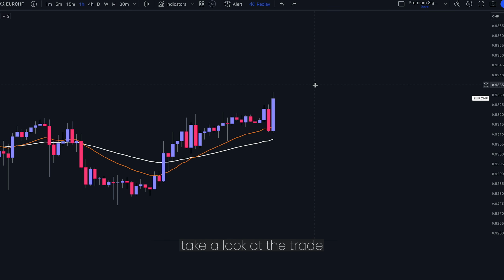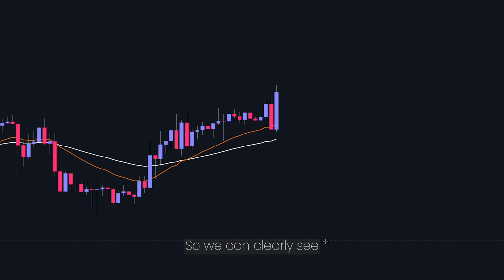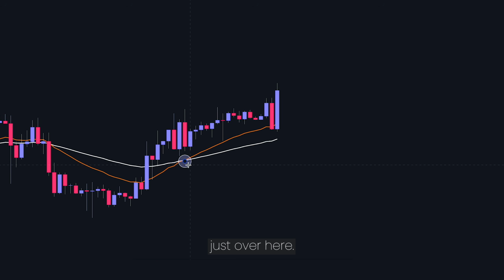So let's actually take a look at the trade I took on the 10th of January, and this is EUR/CHF on the 1 hour chart. So we can clearly see that the crossover was produced just over here.